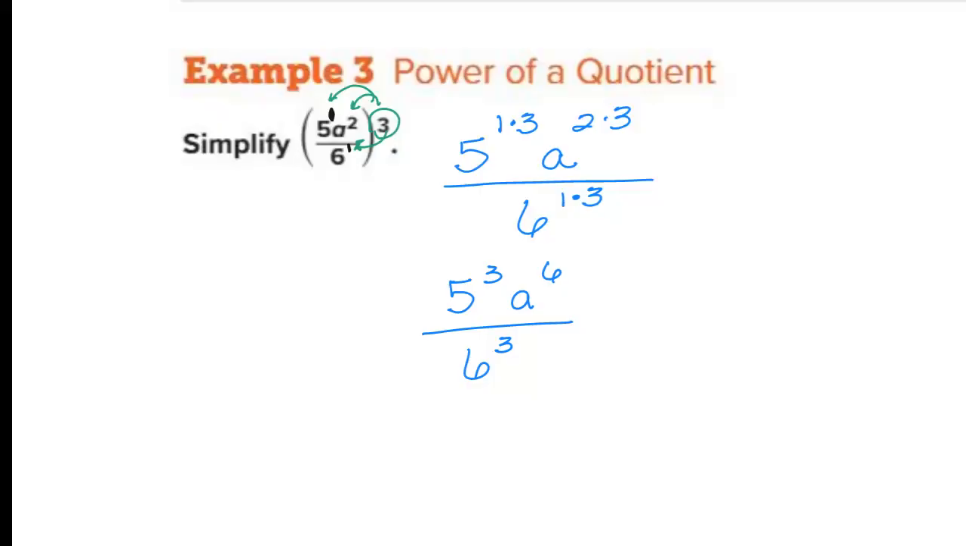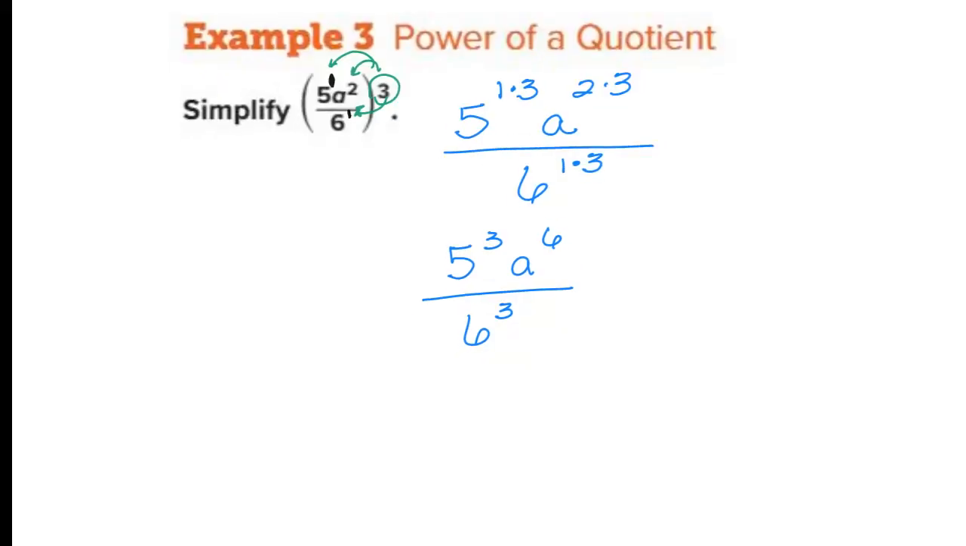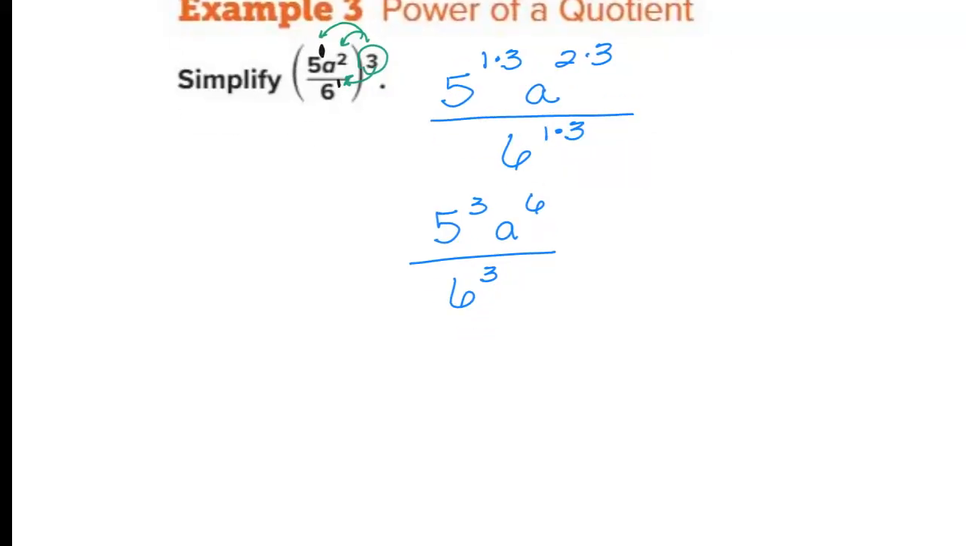to the 3rd. Now we want to simplify this because we know that 5 to the 3rd is some larger number. What is 5 to the 3rd power? 5 times 5 times 5. What is 5 times 5 times 5? 125. A to the 6, you can't simplify that. All divided by 6 to the 3rd power, take 6, that caret, and 3, and tell me what you get.